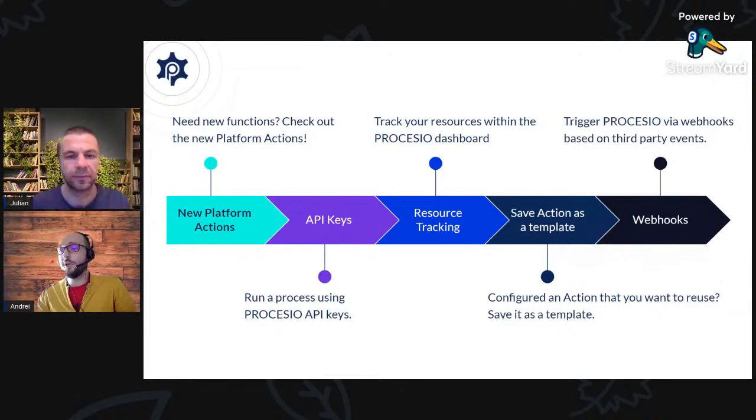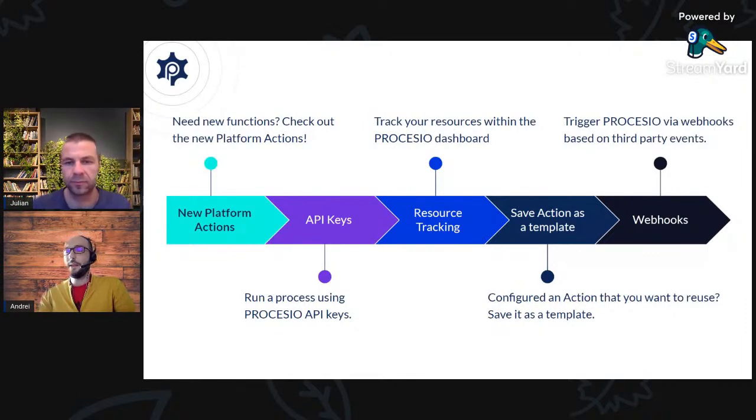And lastly, one of our most important and awaited features is the webhooks feature. The webhooks feature will enable you to trigger events from third-party applications. So let's say in a CRM, somebody clicks a button and you want something to happen in Procesio, these webhooks will enable you to trigger events in Procesio from third-party applications.